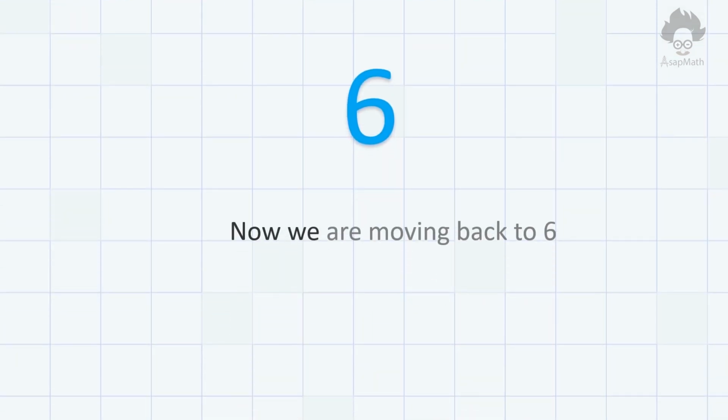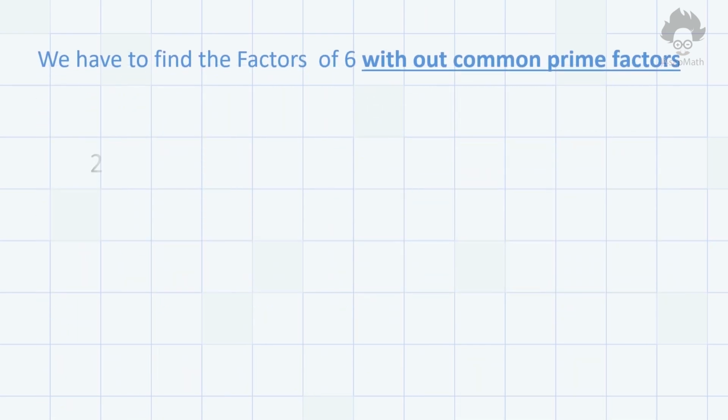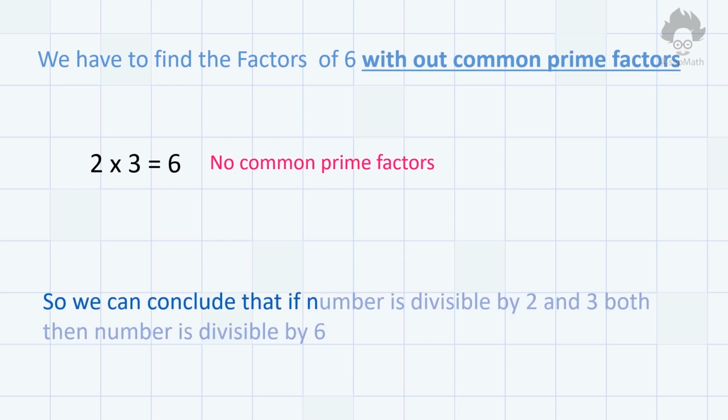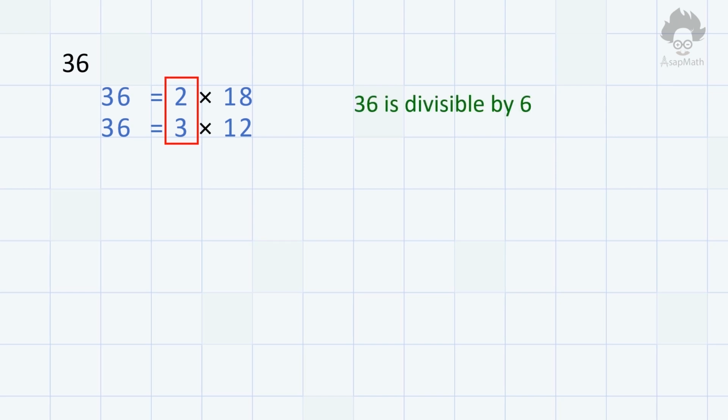Now we are moving back to 6. If a number is divisible by 2 and 3, then the number is divisible by 6. Consider a few examples. 36 is divisible by 2 and it is also divisible by 3. So it is divisible by 6. More examples are listed.